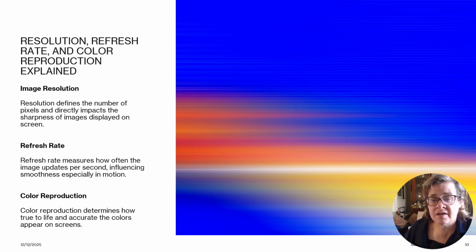Resolution dictates image sharpness by defining pixel count. So the more pixels you've got, usually the better the resolution. If you want to increase resolution, you often need a monitor or a TV, anything that has a better pixel count. Refresh rates affect how smoothly images update, important for motion clarity. Color reproduction determines how accurately colors appear on the screen.